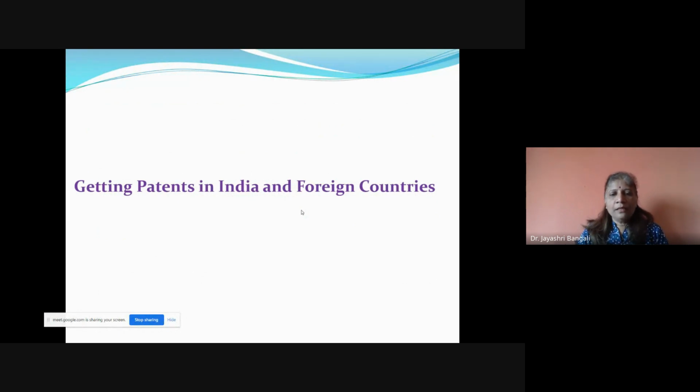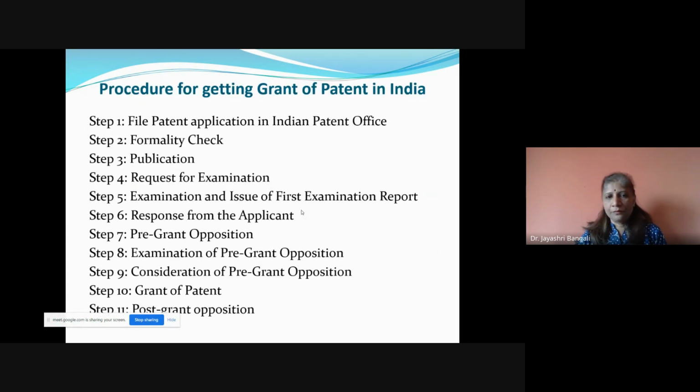Now, getting the patent in India and foreign countries. How can you get a patent in India and foreign countries? What is the procedure for that? So this is the stepwise procedure. Okay.